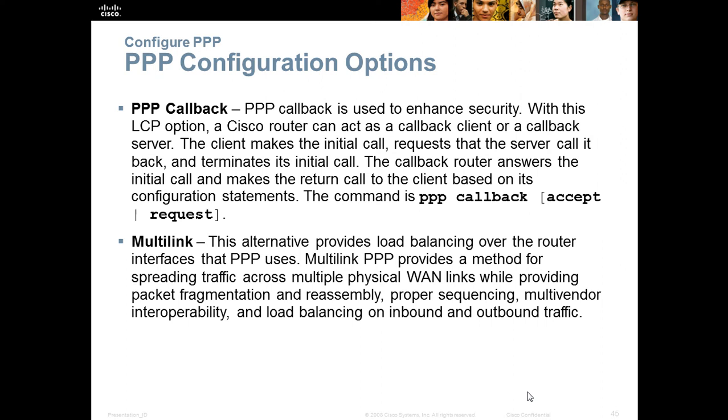Multilink is the alternative which provides load balancing over the router interfaces that PPP uses. Multilink PPP provides a method for spreading traffic across multiple physical WAN links while providing packet fragmentation and reassembly, proper sequencing, multivendor interoperability, and load balancing on inbound and outbound traffic.